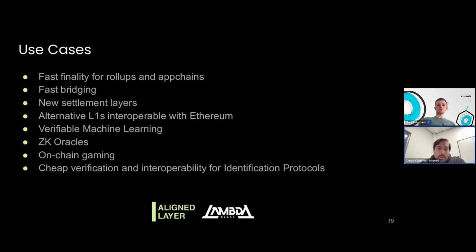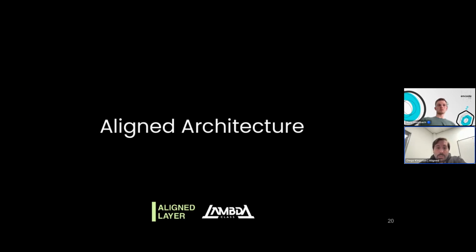Of course, we unlock the possibility of doing verifiable machine learning in Ethereum by reducing the cost enormously and having very high throughput. Also, you can build ZK oracles, on-chain gaming, and of course, chip verification and interoperability for identification protocols. So how does all of this work?